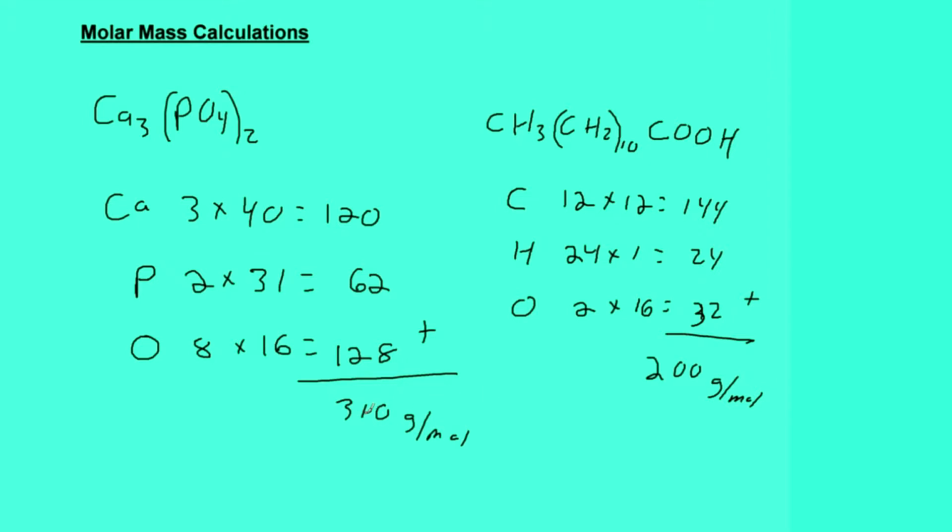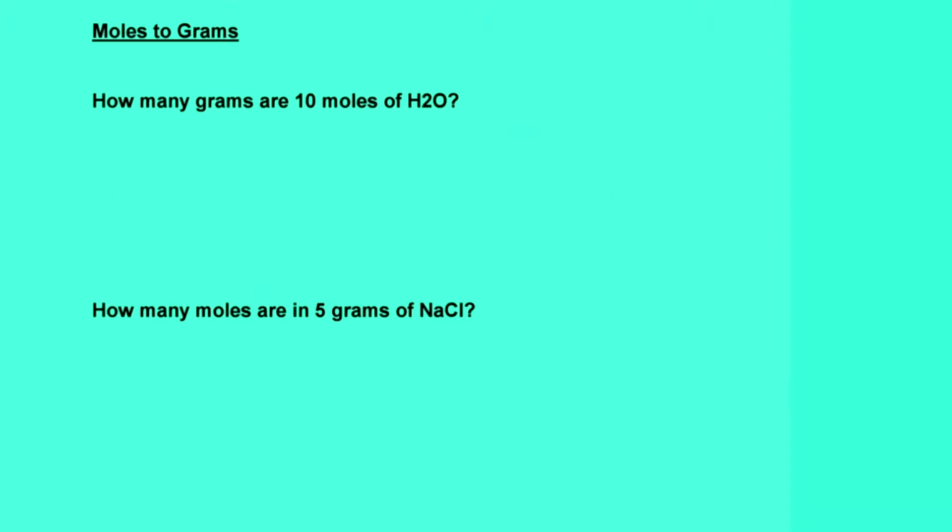This would be 310 grams per mole. Remember, both of these, because they're 1 mole, would each contain this many molecules. Even though the masses are different, the number of particles is the same. Okay, let's go on to some simple calculations, calculating moles and grams.